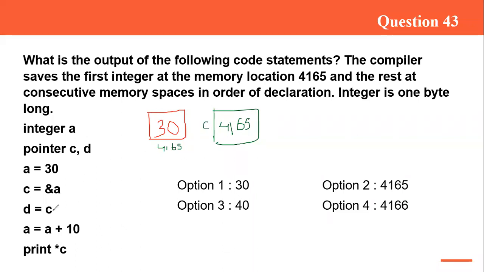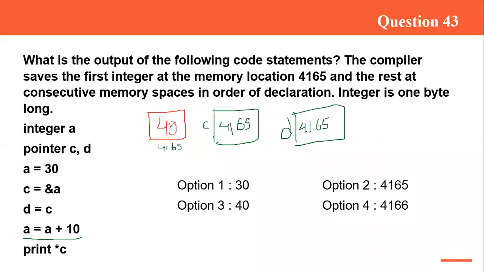Then we are writing D equal to C. That means the address is being copied, right? D is another pointer. It is already declared. Whatever the value that is there in C is being copied. What is that? 4165. So D will also be 4165. I hope till here everyone is clear. Then we have A equals A plus 10. What is the A value? 30. So 30 will become 40. So the value of A is getting updated as 40.